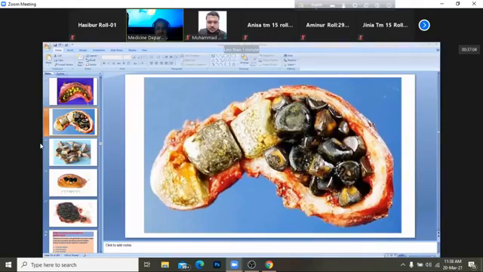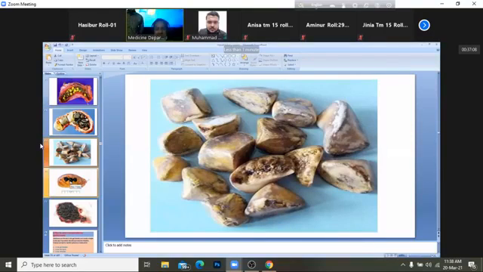This is also a picture of a typical mixed stone, that is multifaceted, brown in color, and it is composed of mixed pigment.